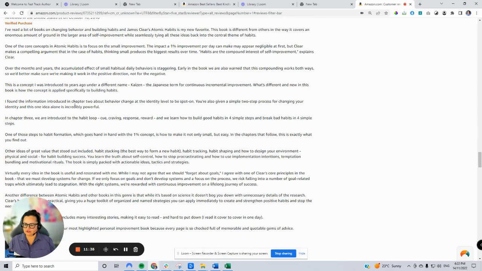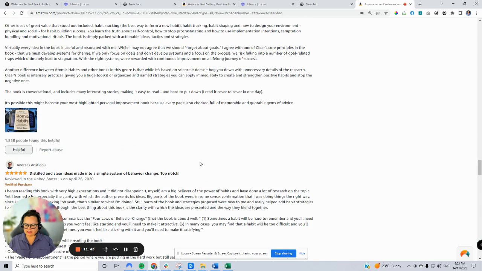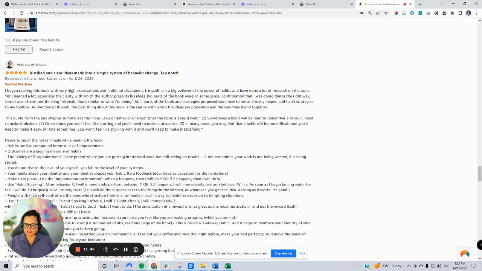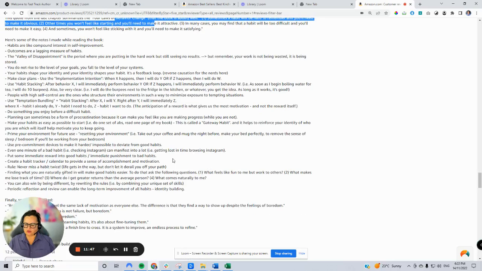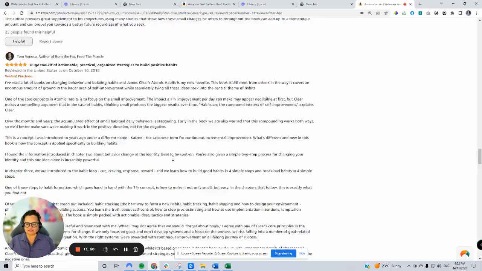I found the information in chapter 2 about behavior change to be spot on. You're given a step process. So people like the step process, 4 simple steps. They keep talking about steps. As you scroll through here, they talk about behavior change. So you'll start to see some patterns.